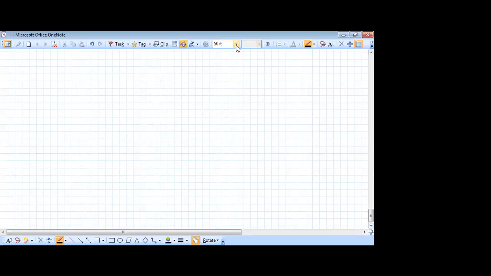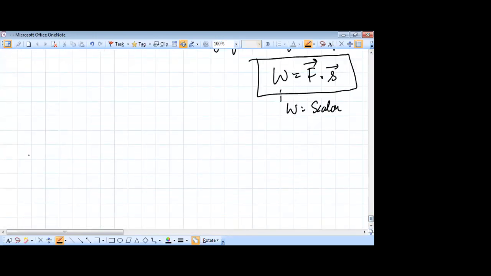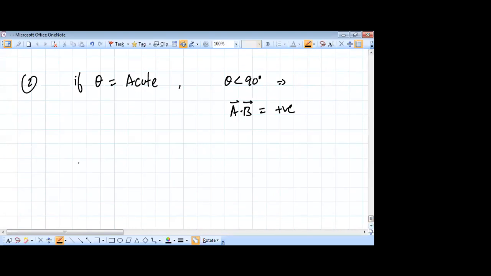Now secondly, one point we've already understood from a couple of examples. If theta is acute, that is theta is less than 90 degrees, then A dot B becomes a positive quantity. On the other hand, if theta is obtuse, that is theta is greater than 90, less than or equal to 180 degrees, then A dot B becomes a negative quantity.